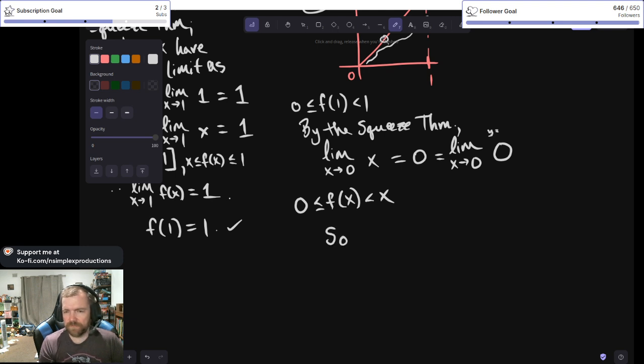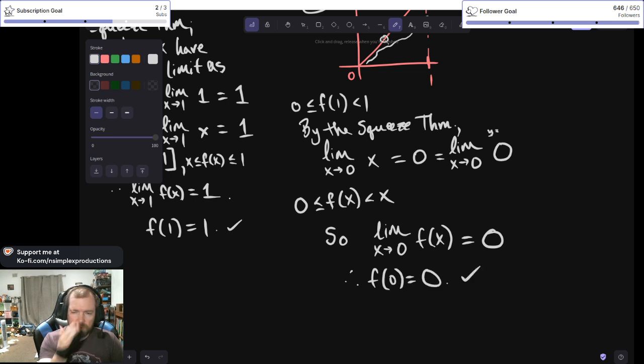Right, so the limit as x approaches 0 of f of x must be equal to 0 as well. And therefore, f at 0 is equal to 0, so proven. Right, so at some point, there must be a location, f at c, which is equal to c.